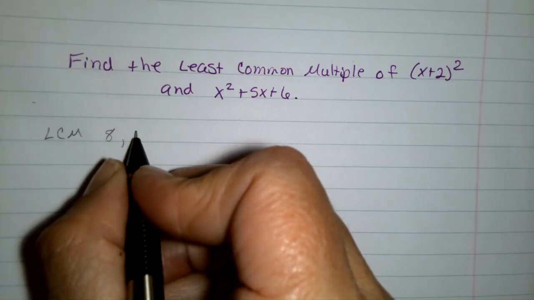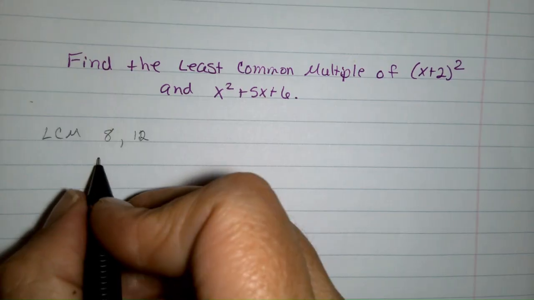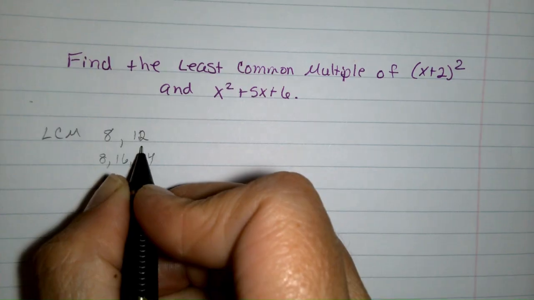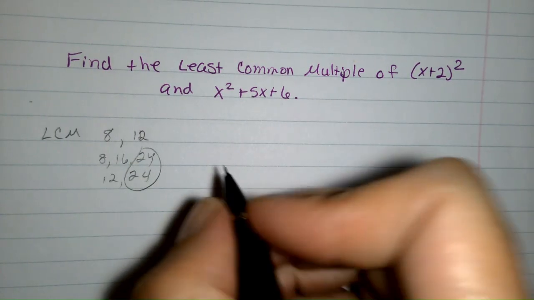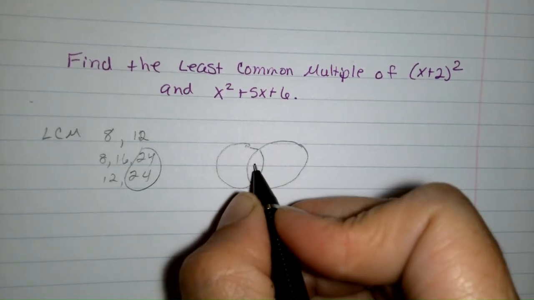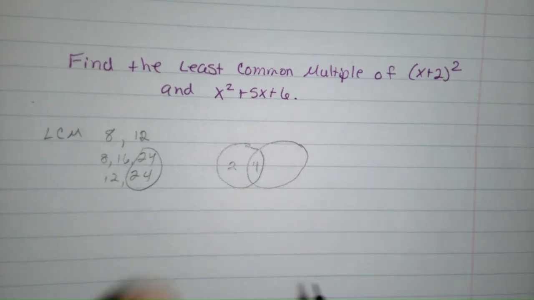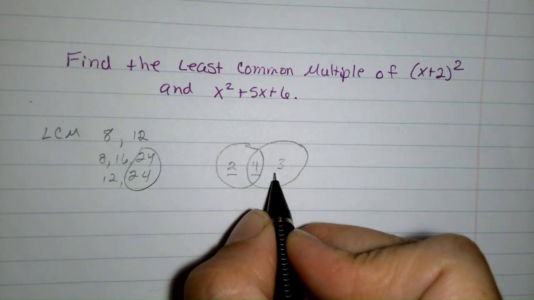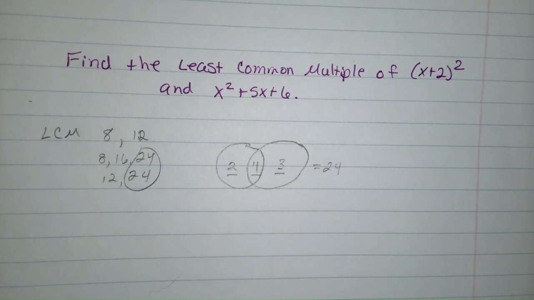8 and 11, let's do 8 and 12. You would be like 8, 16, 24, 12, 24. Oh, you could make that list. We can't make that list here. Okay? We know 8 and 12 both divide by 4. 8 is 2 times 4. 12 is 4 times 3. And if I do 2 times 4 times 3, it equals 24. So again, that's that Venn diagram thing that we're going for.